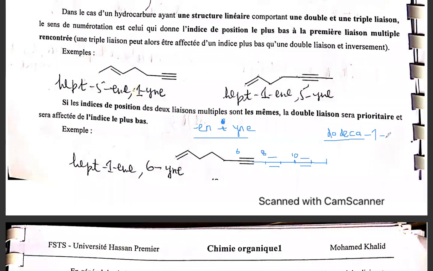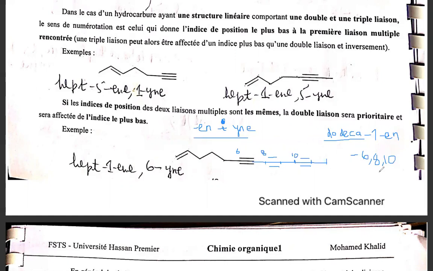We have a double liaison. Yes. At position number 6, at position number 8, at position number 10, we have 3 triple liaisons.